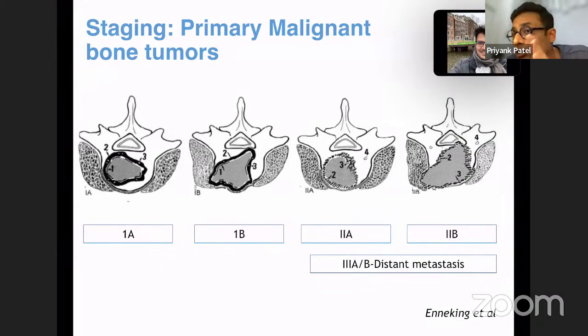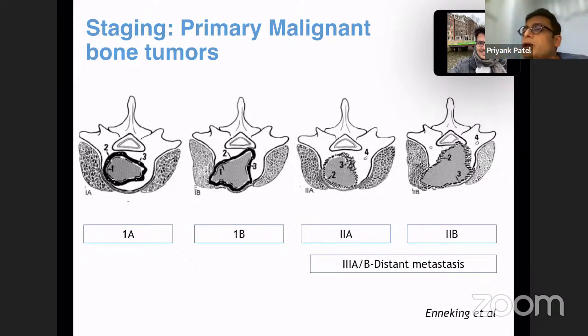So that's where the pathology, the histopath, is important. You have grade 1A tumors, which are low grade tumors within the compartment, and then low grade tumors which are breaching the compartment. Then you have high grade tumors in the compartment, high grade tumors breaching the compartment, and any of these tumors, when they metastasize, become grade 3. Now, why is this staging important?